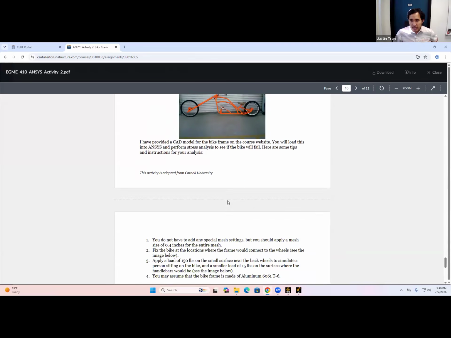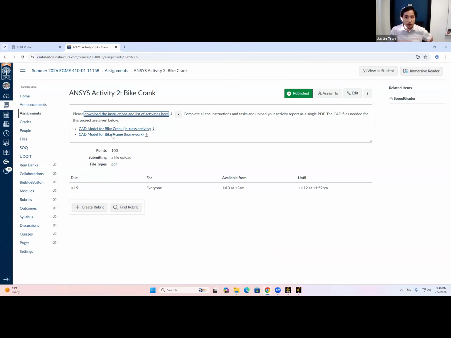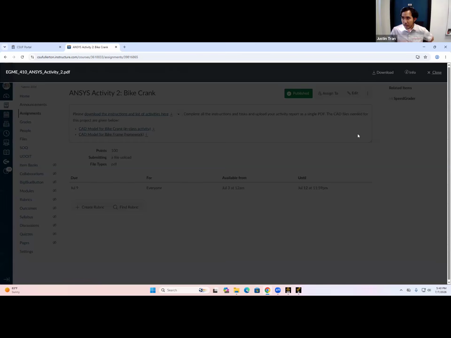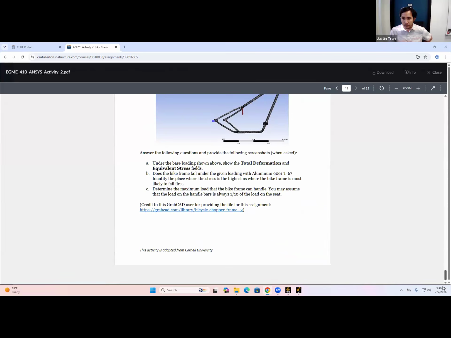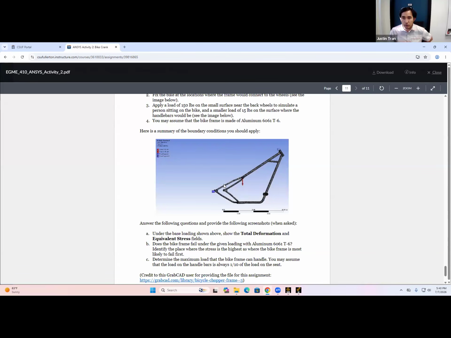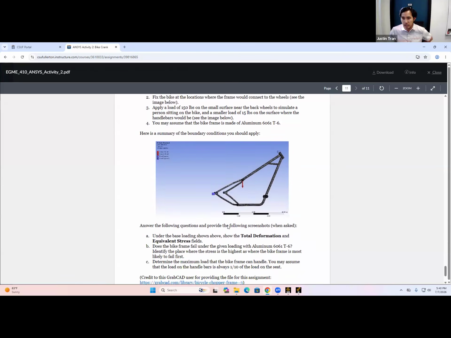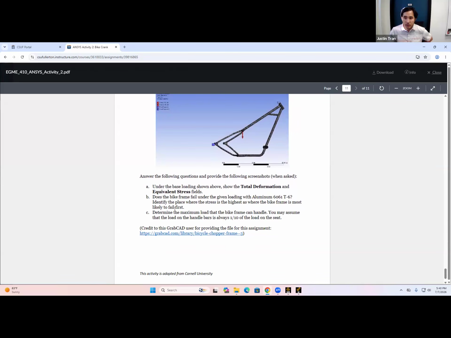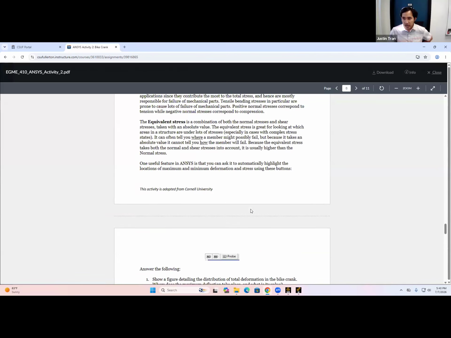The final part of this activity is to do another analysis from scratch. If you go back to the Canvas site, there is a second CAD file that I've posted for a bike frame. I want you to do an analysis on that bike frame as well. That includes applying the meshing, the boundary conditions, and looking at the results. I've also summarized the boundary conditions that you should apply, and there are some questions that you need to answer here as well. That's everything with the activity.